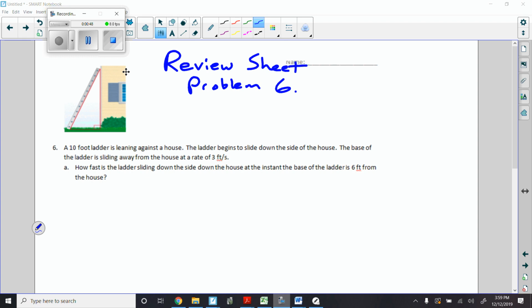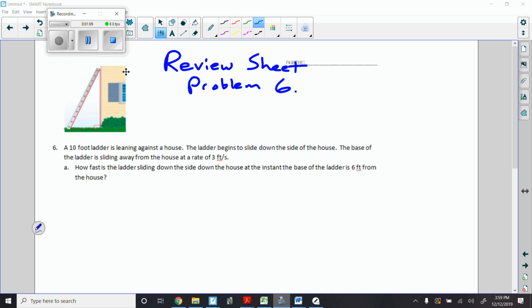A 10-foot ladder is leaning against a house. The ladder begins to slide down the side of the house. The base of the ladder is sliding away from the house at a rate of 3 feet per second. How fast is the ladder sliding down the side of the house at the instant the base of the ladder is 6 feet from the house? Okay, so there's a lot going on here, but there's a couple things we need to understand here.